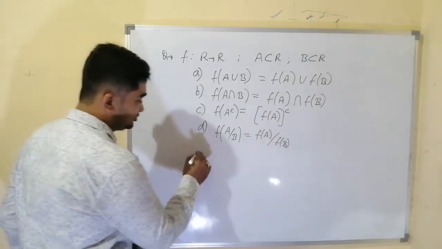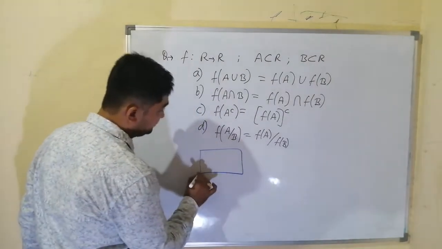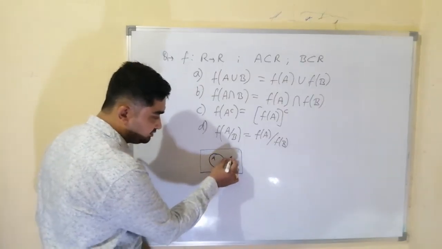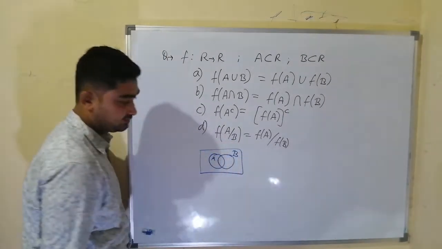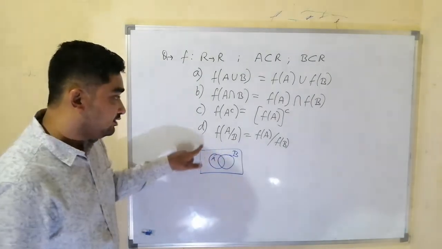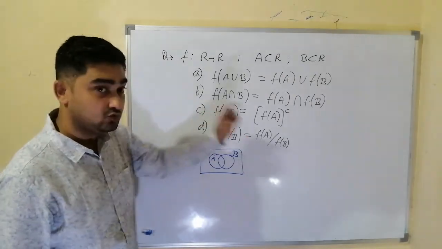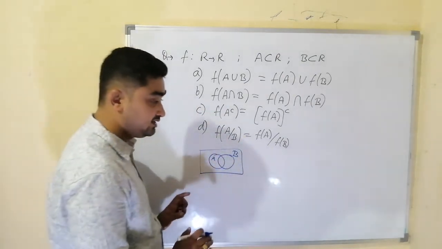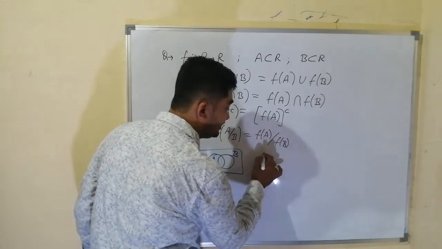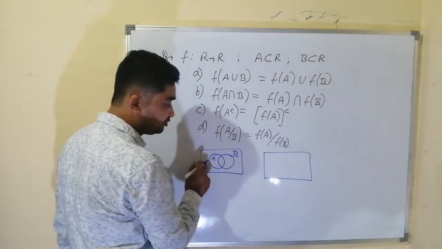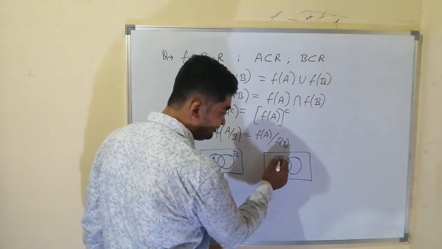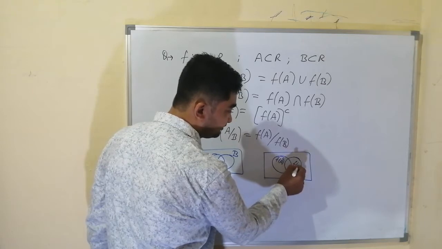So let us draw these sets A and B. Let us say on the Venn diagram this is set A and this is set B. On the Venn diagram we have drawn set A and set B. What is F(A)? F(A) is the output when input is A. The input is a different set, the output set is a different set, the codomain or range. Let us draw the output set. It is the input set. Now we are drawing the output set. So here we will have F(A) and F(B).